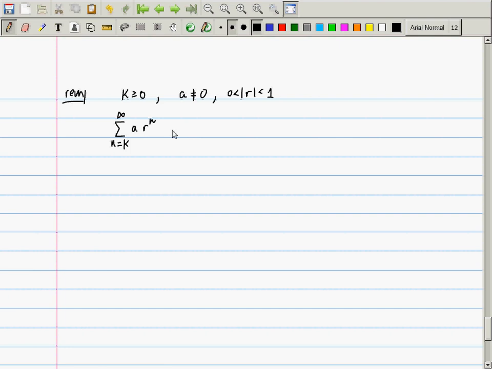Okay, then this means a r to the k plus a r to the k plus 1 plus a r to the k plus 2 plus all the way. So then what that's saying is we're starting with index k instead of index 0. So this can be rewritten as follows. We can say that this is the sum, and I'll re-index it to start at 0, of a r to the, now what exponent do I need? N plus k. Right, because if I use the exponent n plus k, then these two things agree.